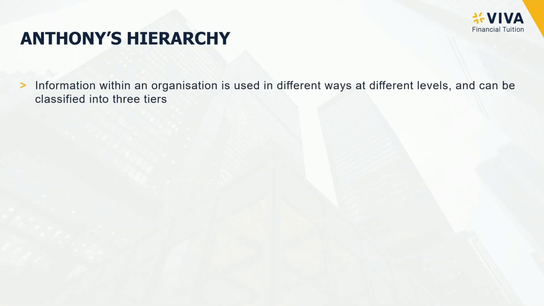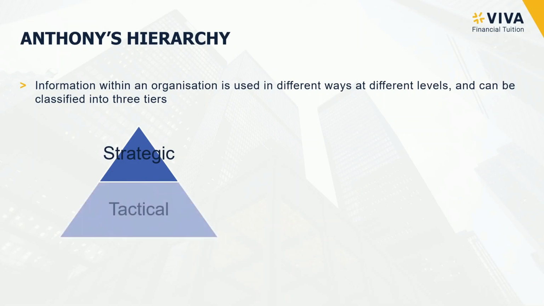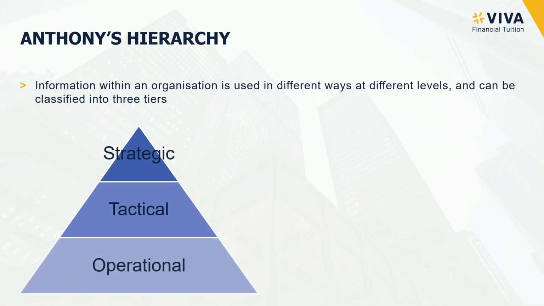Let's now look at Anthony's hierarchy. Anthony's hierarchy proposes a classification of information within an organisation into 3 tiers based on its use at different levels. So at the top level we have the strategic level, in the middle we have the tactical level, and at the bottom we have the operational level.